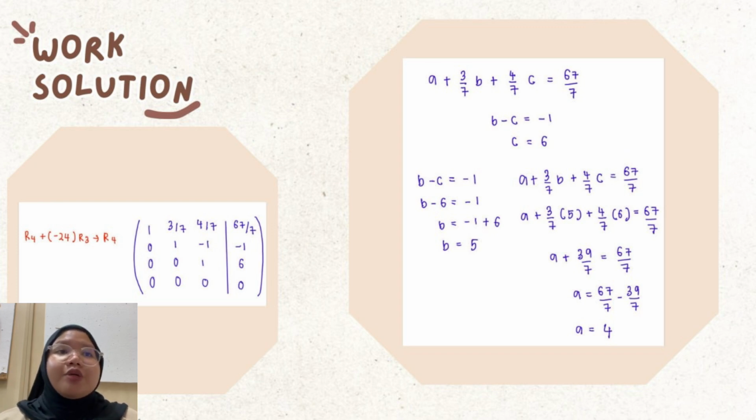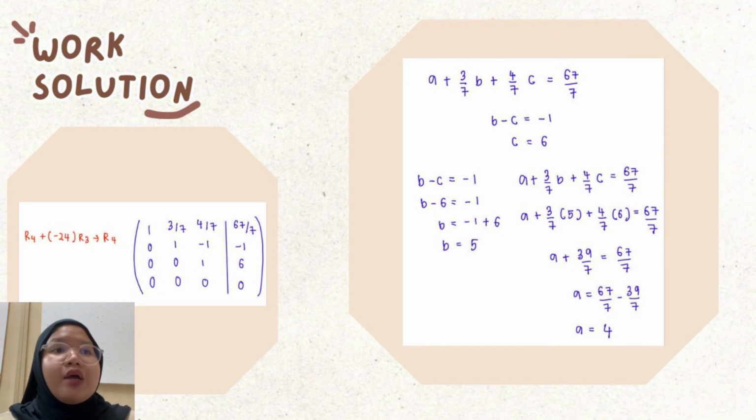Starting from the bottom row, we determine that C equals 6. Going into the second row, we find B equals 5. Finally, substituting B equals 5 and C equals 6 into the first row, we solve for A equals 4. Thus, the solution to the system of equations is A equals 4, B equals 5, and C equals 6.